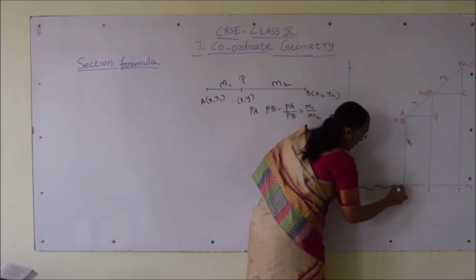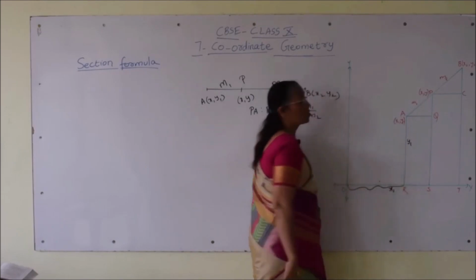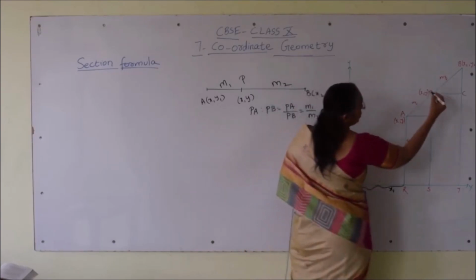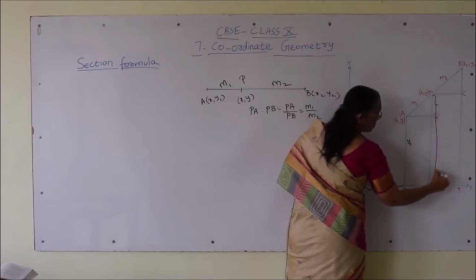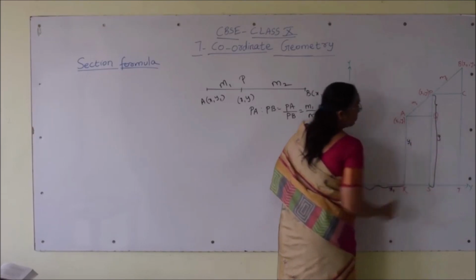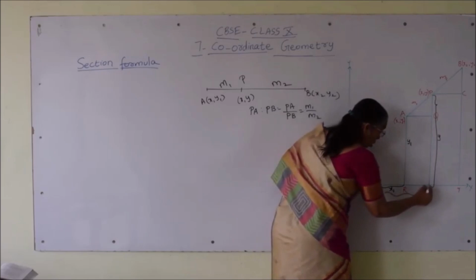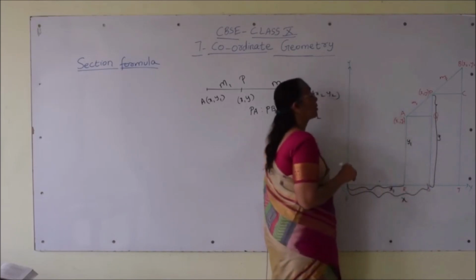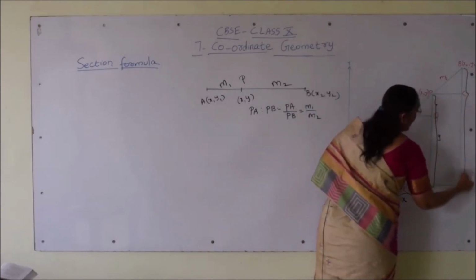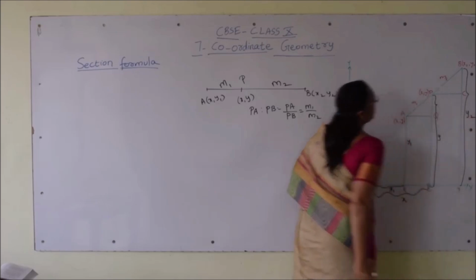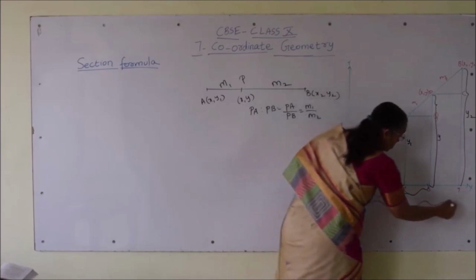This distance will be x1. The distance of a point from the y axis is its x coordinate. Now, next one, here the overall PS distance is y, and we have OS distance as x. Coming to the next one, the complete BT distance is y2, the length of BT is y2, and from O to T is x2.